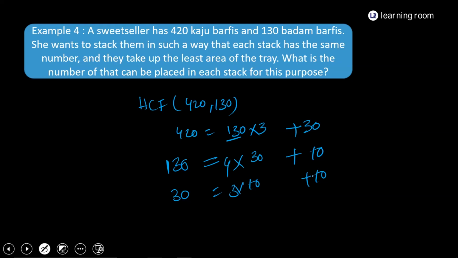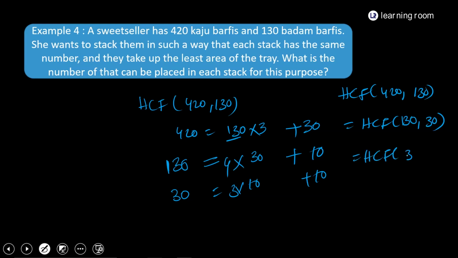So here we are saying that HCF of 420 comma 130 is equal to HCF of 130 comma 30, which is equal to HCF of 30 comma 10, which is equal to 10.